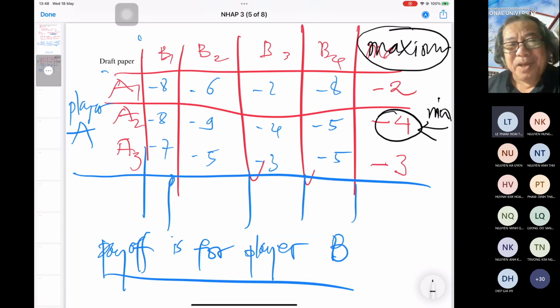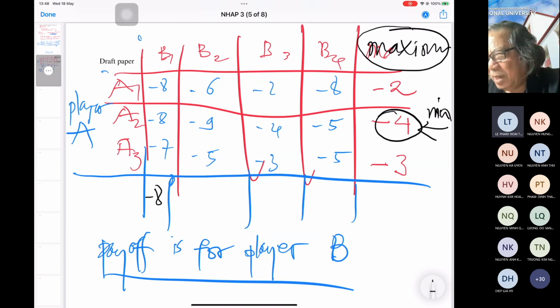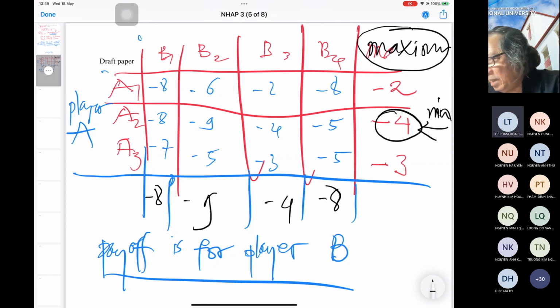Is that okay? For player B, the worst is what? For example, B1: -8, -8, -7. So the worst is -8. Is that okay? This is for B. You understand? This is a payoff for B. So the lowest is the worst. So it is -9, -4, and then -8.